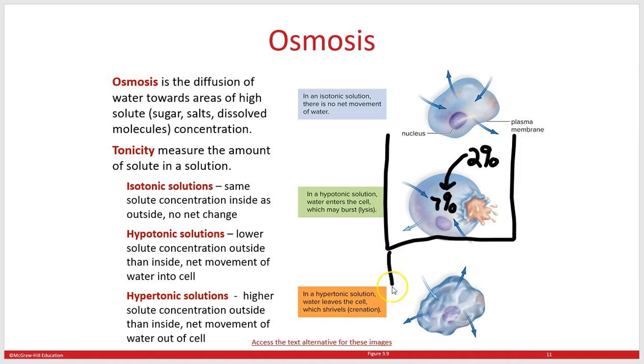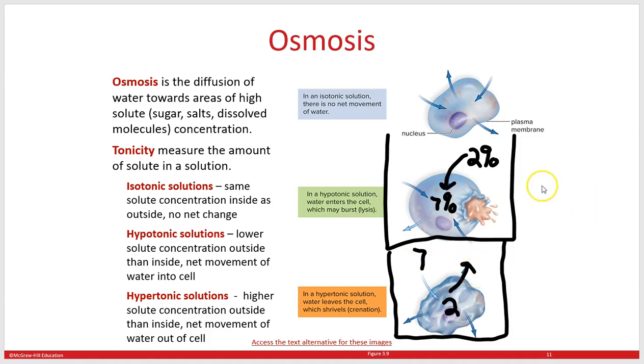And here we have the opposite. So here we have a hypertonic solution. Hyper means more solute. So here you would have the opposite. Out here maybe you have 7% stuff. In here maybe you have 2% stuff. And in this case, water would move out.